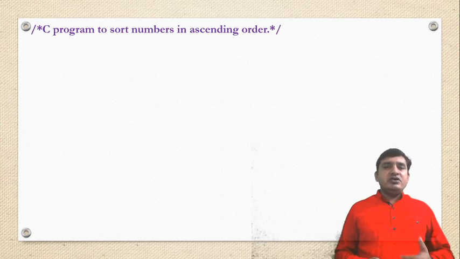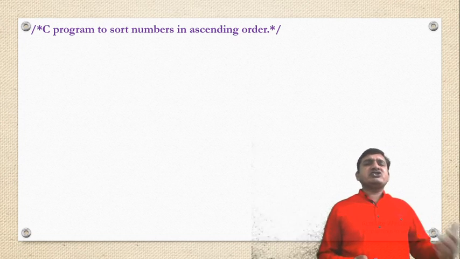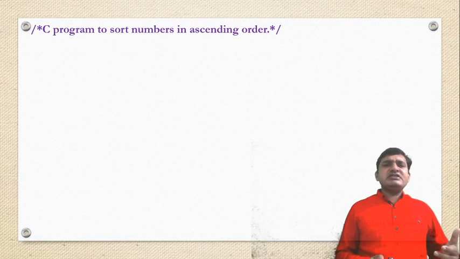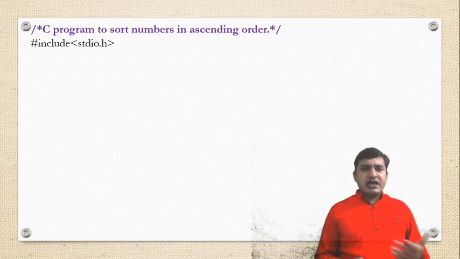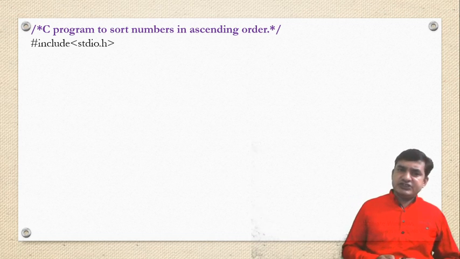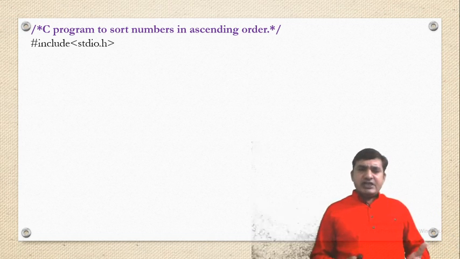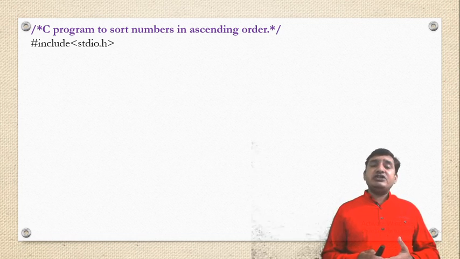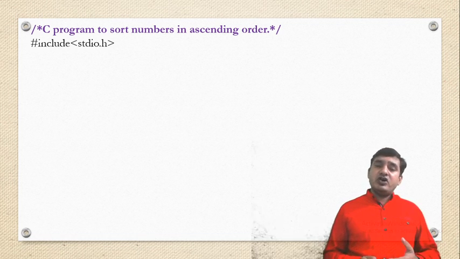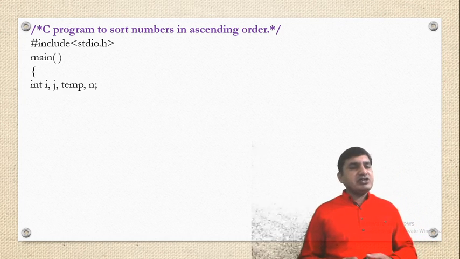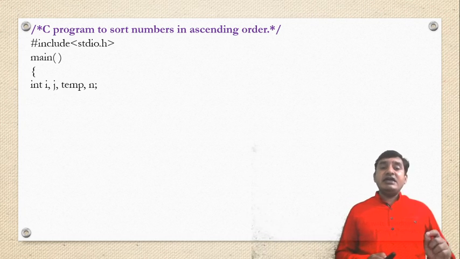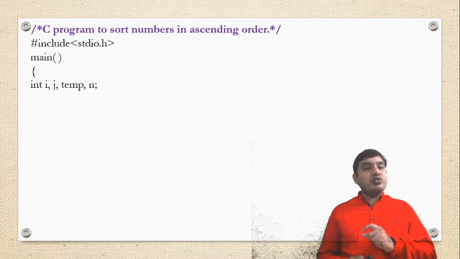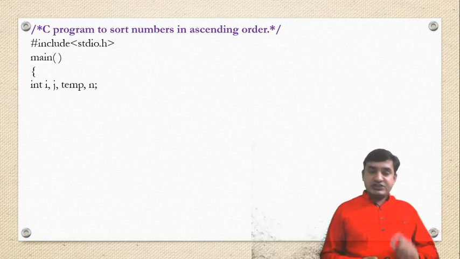Now we have to sort the numbers in ascending order. In this program we also use an array. Again, #include <stdio.h>. #include is a preprocessor directive. stdio.h is the standard input output header file. Main function, then integer i, integer j. Temp, this word is used in the program, which is also an integer.